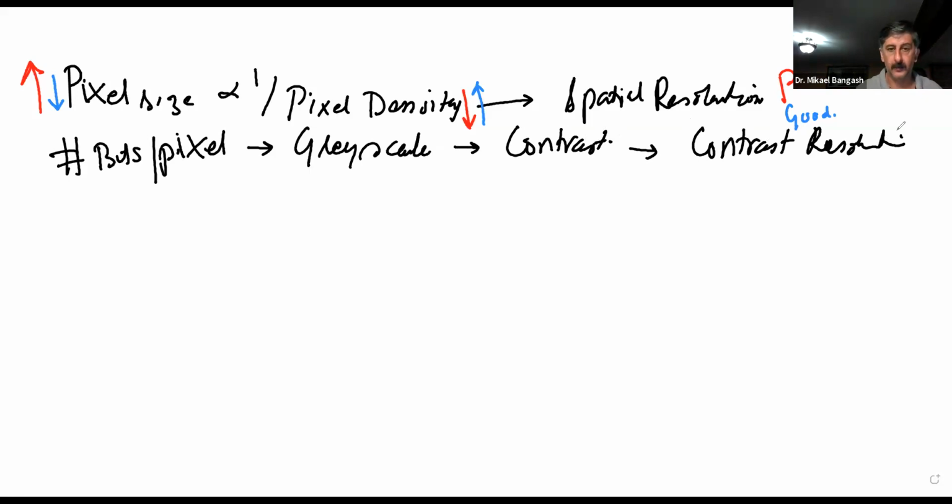Now, if we had a great number of bits per pixel, that was going to give us a great grayscale. A great grayscale will lead to a lesser contrast. And the lesser the contrast between the shades of gray, the better the contrast resolution.